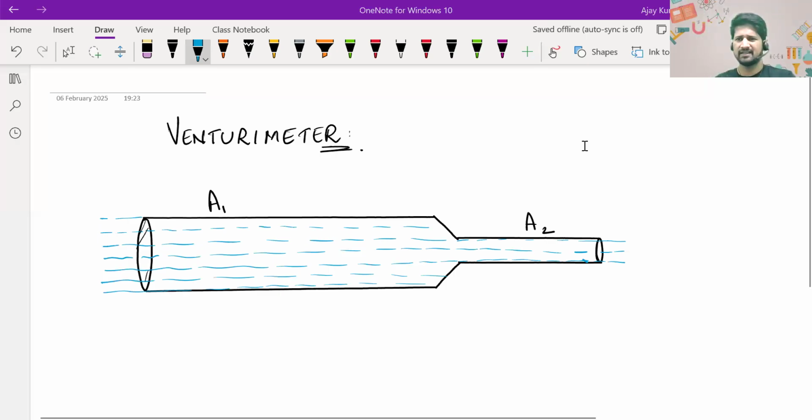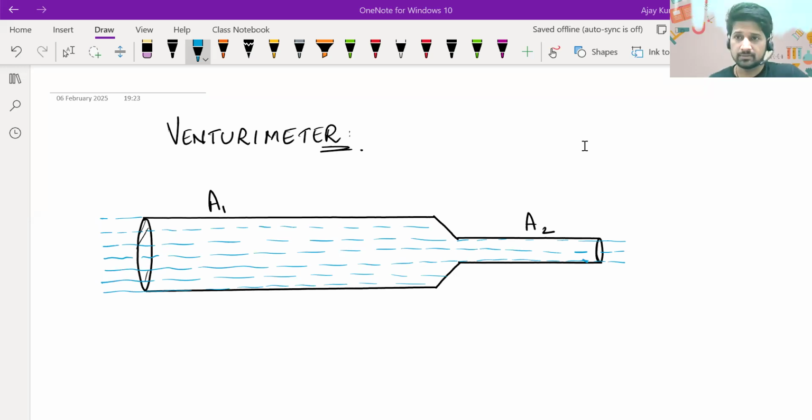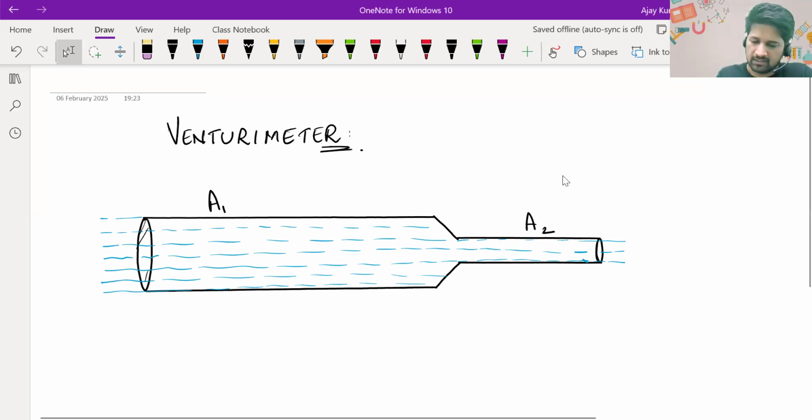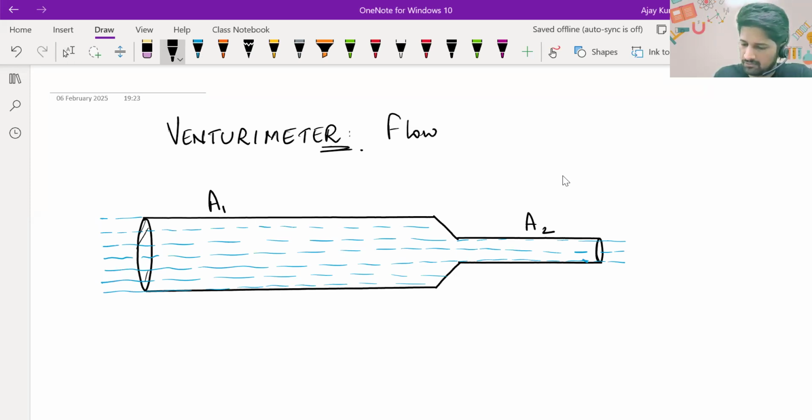So let's discuss this idea of Venturimeter, what it is used for, and what principles are applied in its working. What is the working principle? Fine. Venturimeter basically is a device used to measure the flow rate of a fluid through a pipe.